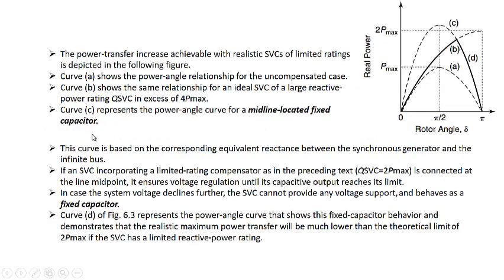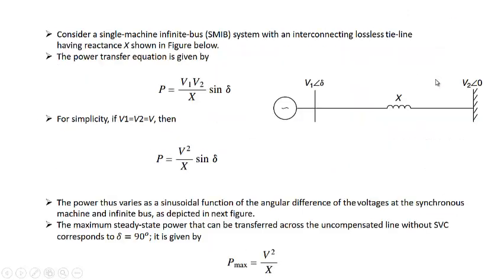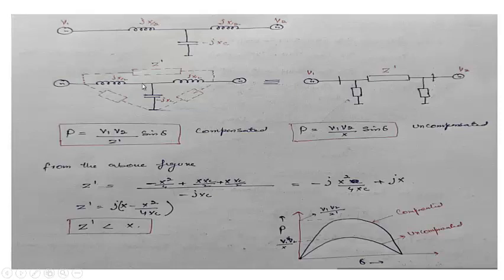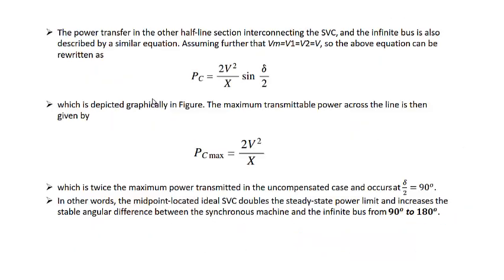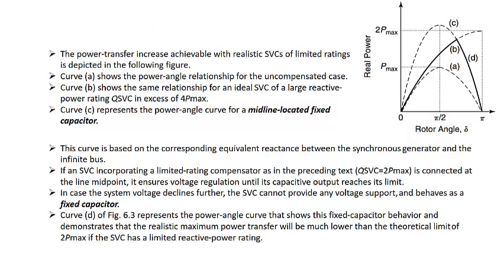Now, curve C represents the power angle curve for the midline located fixed capacitor. This is the curve C, or we can say this is the curve which we have already derived for a capacitor at the middle of the line. You can see this is the curve for the uncompensated system. This is the curve for a fixed capacitor at the middle of the line. So you understood this. I have drawn this curve again for this circuit. This is the curve C for the fixed capacitor at the middle of the line.